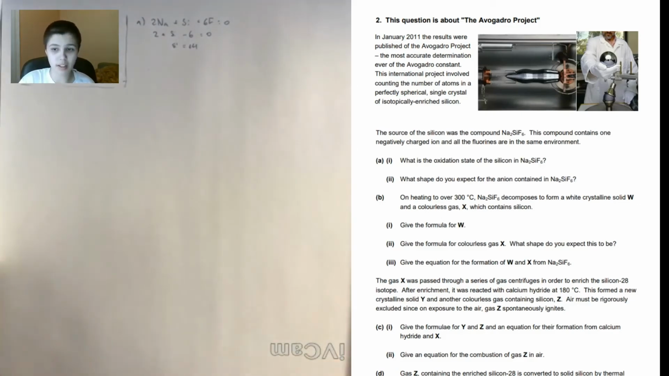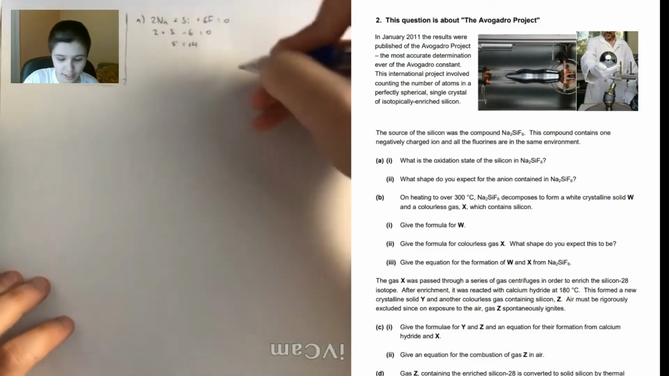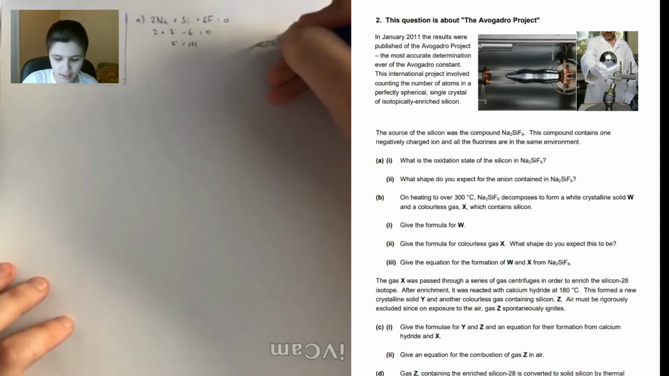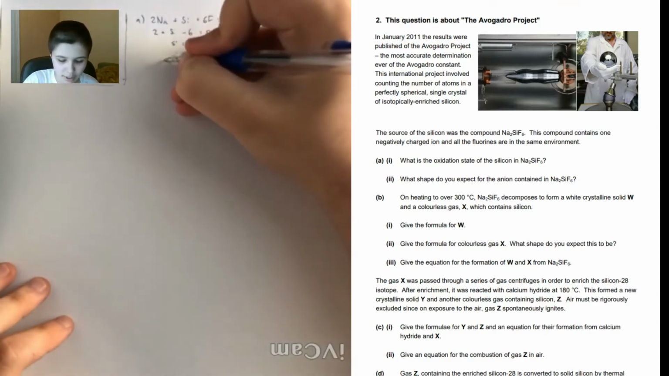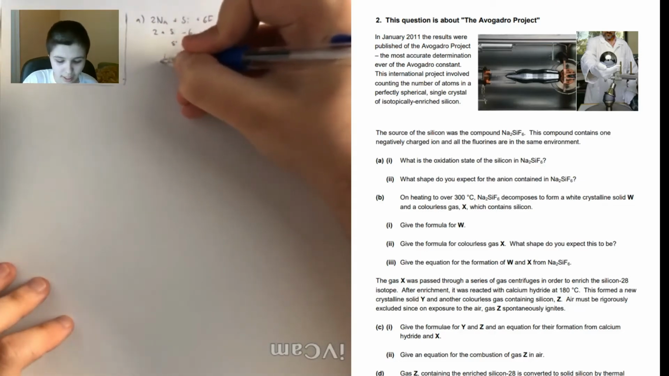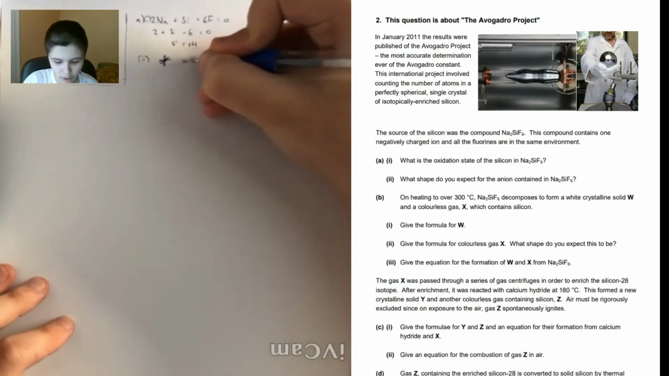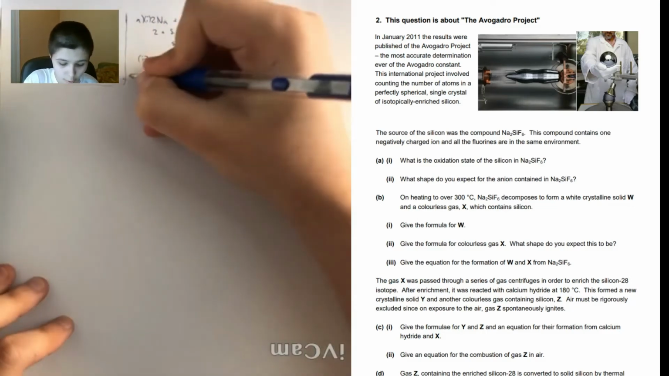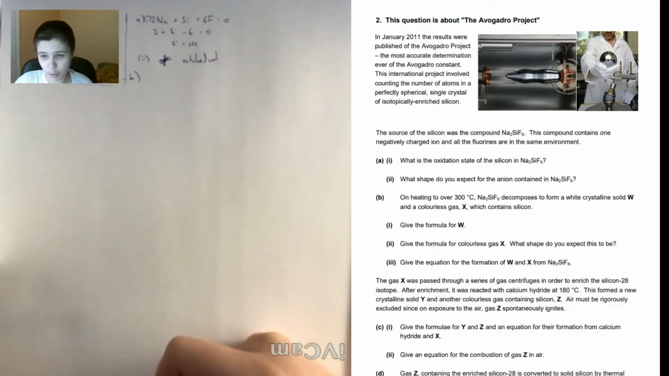Then what shape do you expect for the anion contained in Na2SiF6? Well, I assume SiF6 is going to be the anion, because sodium with something doesn't seem plausible for a cation, and so there's going to be silicon in the middle and 6 fluorines around it, and this shape is octahedral, so I expect it to be octahedral.